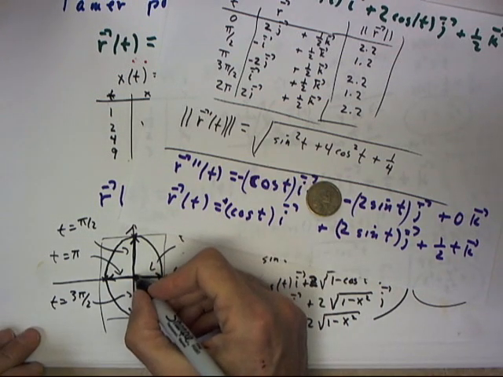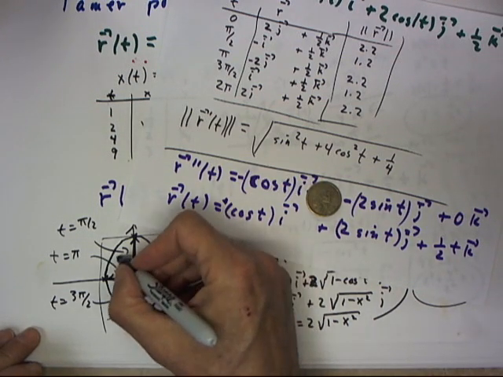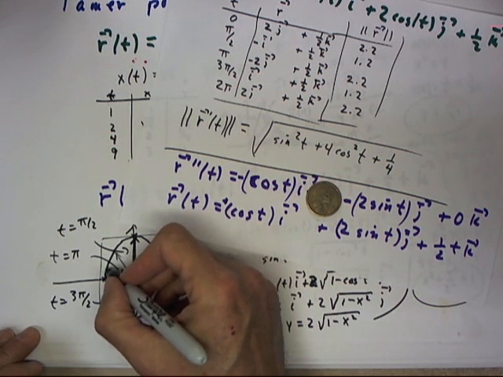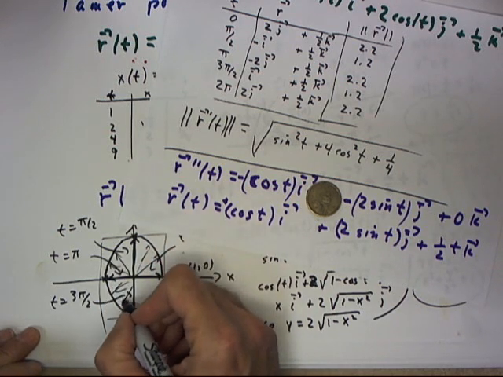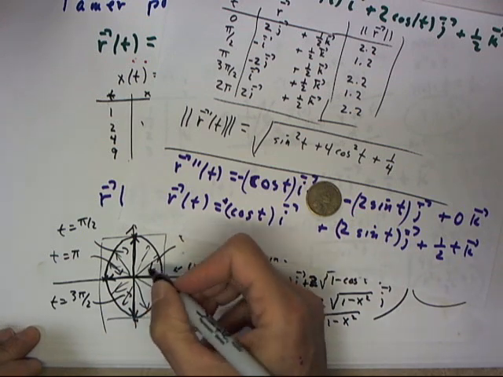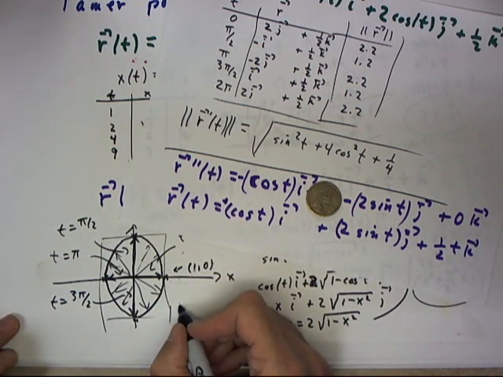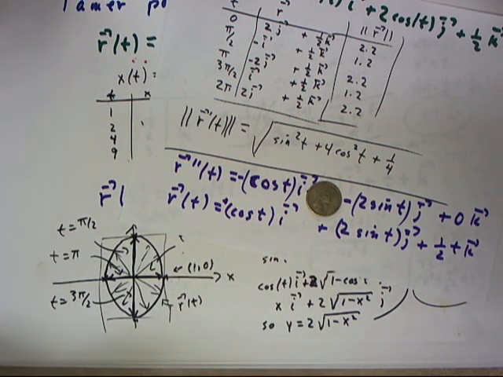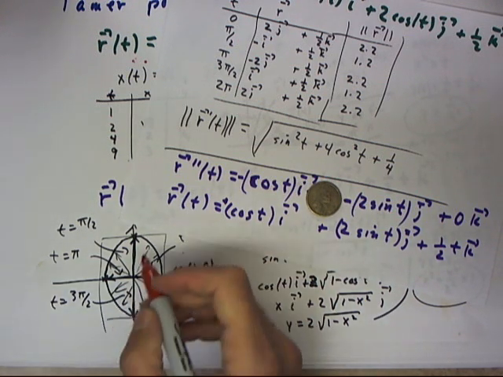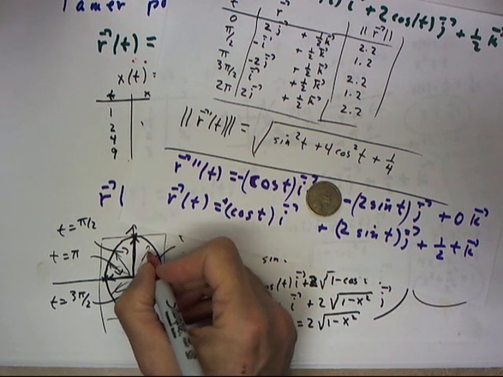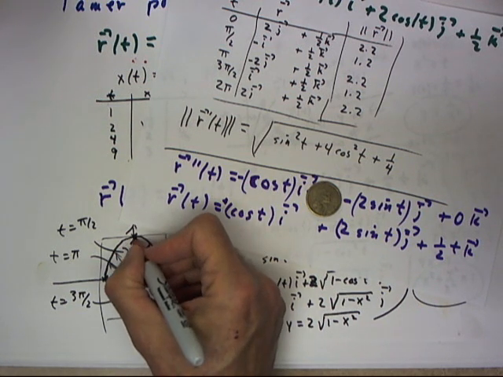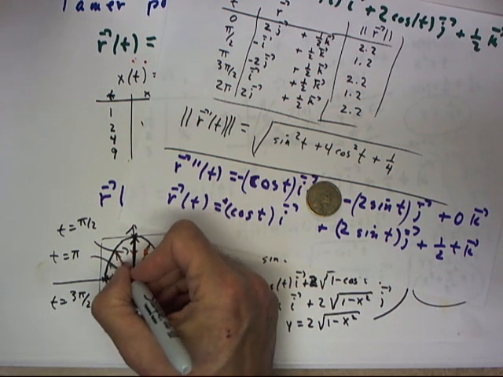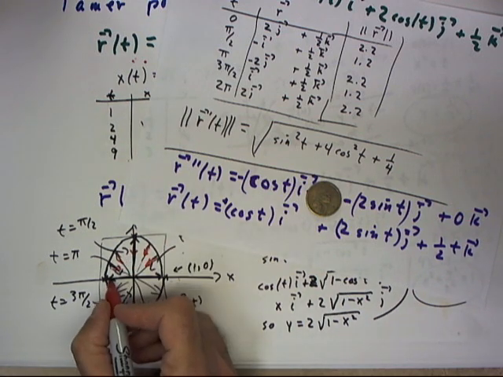If we sketch a series of position vectors, of r of t vectors, then this tells us that our acceleration vectors are always back in the direction opposite the direction of our velocity.